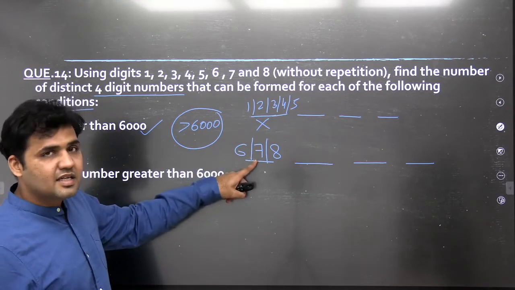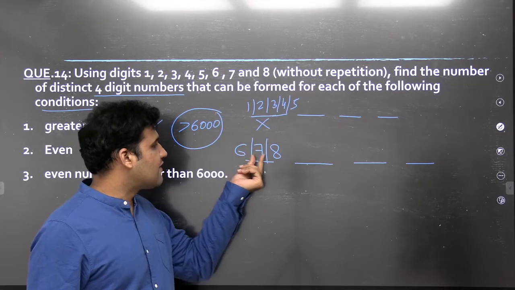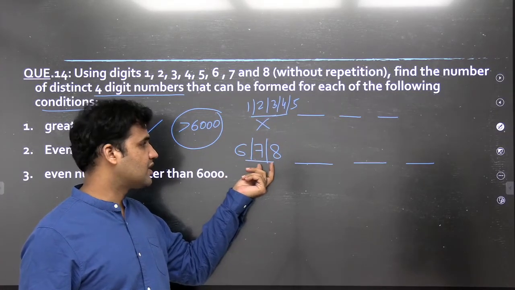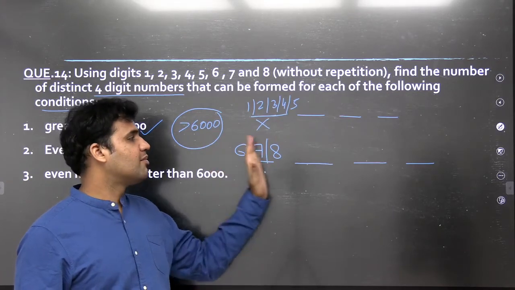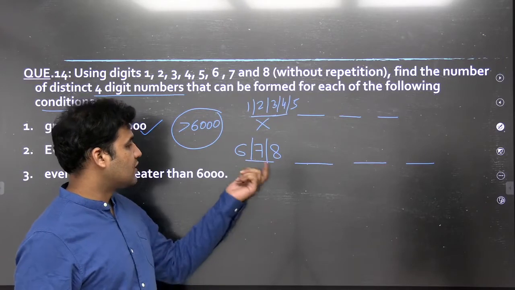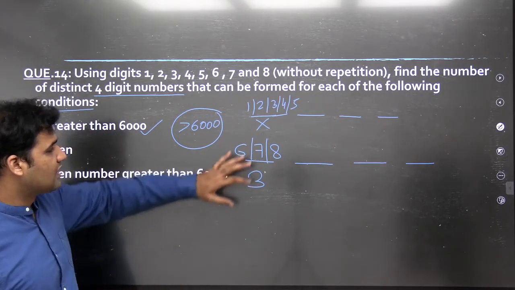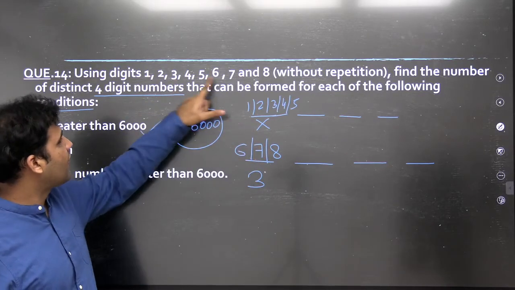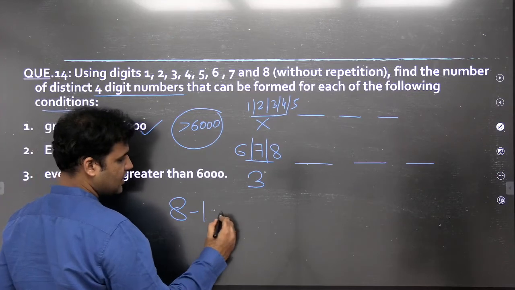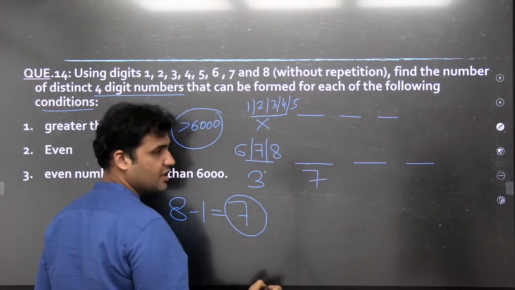Now once you place a digit over here, by assuming that I'm picking 6, 7 or 8 at the first position, I will make sure that the number that we are going to make is definitely more than 6,000. So this place can be filled in three ways. Now, once a digit is placed over here, out of 8 digits, 1 digit is placed, so I am left with 7 more digits. This place can be filled in 7 ways.